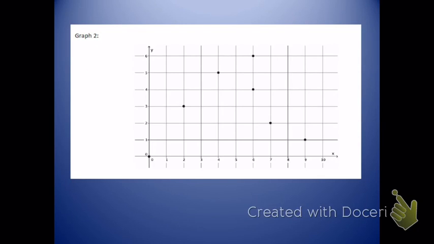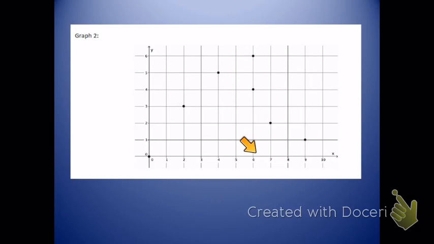So we can look at the next one. As we begin to look at this one, an input of 0 has an output of 0, an input of 2 has an output of 3, 4 has an output of 5, but then when I get to 6 here, notice it has an output of both 4 and 6.